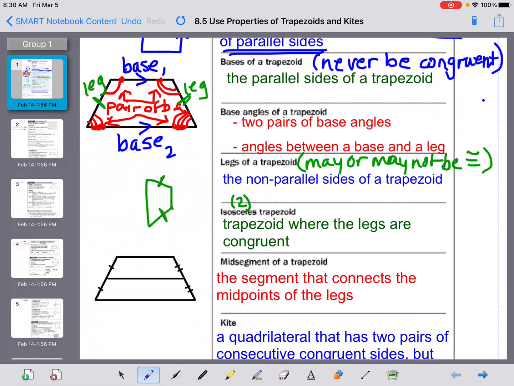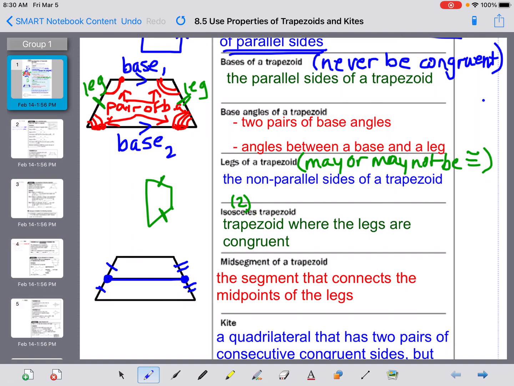Okay. Next definition, and this is a big one for us, we're going to have a full theorem and practice problems on it and such like that, is the mid-segment of a trapezoid. This is the segment that connects the midpoints. So if we find the midpoint, the point that's middle on this leg, and the point that's middle on this leg, and we join those, that's called the mid-segment of a trapezoid.